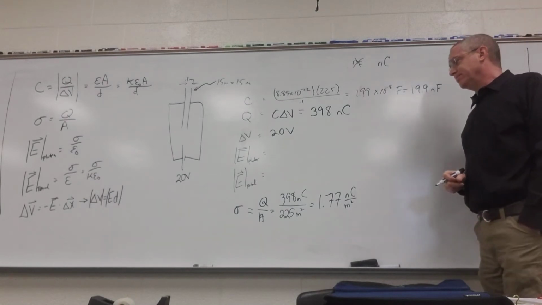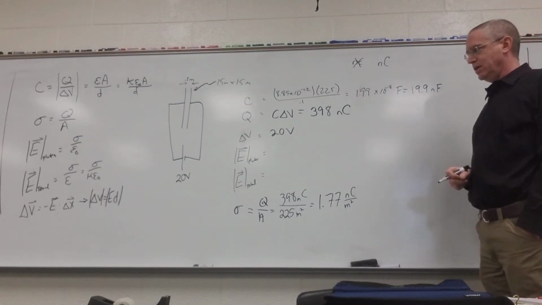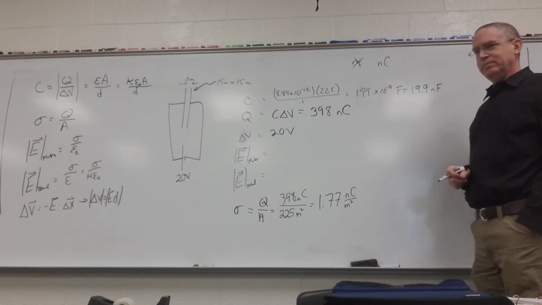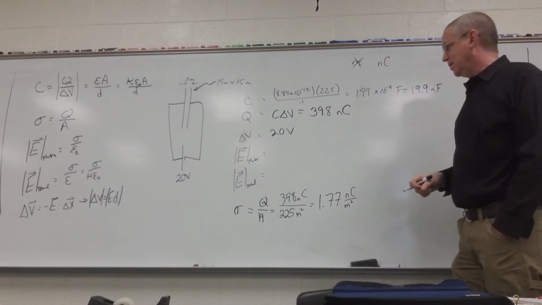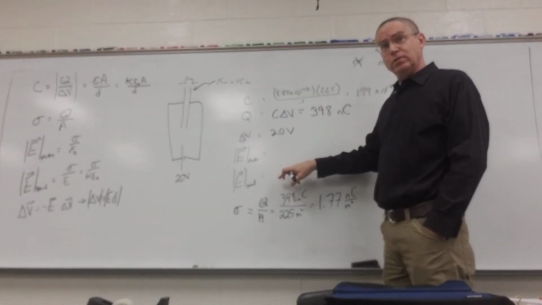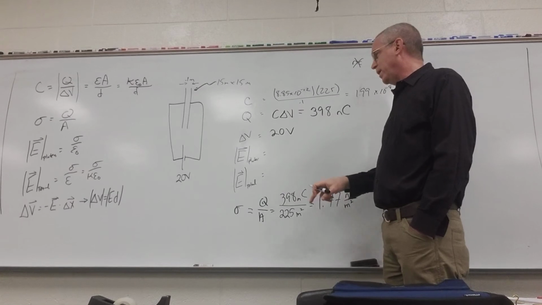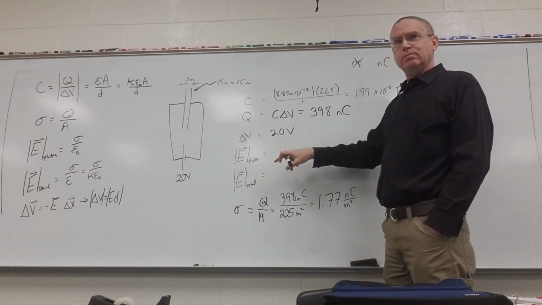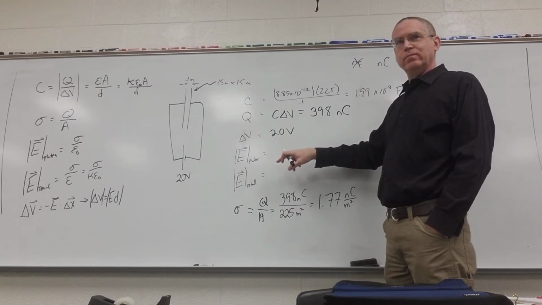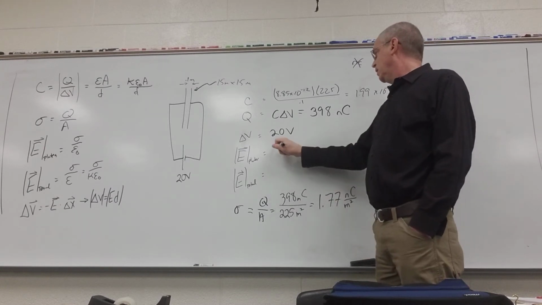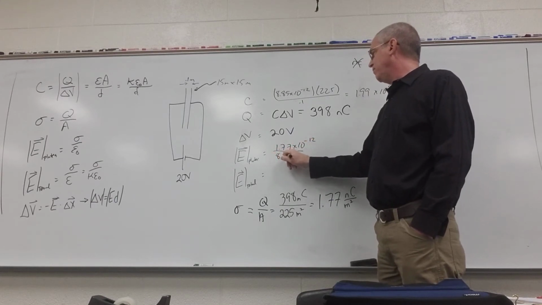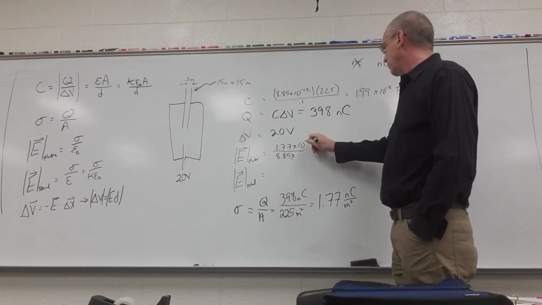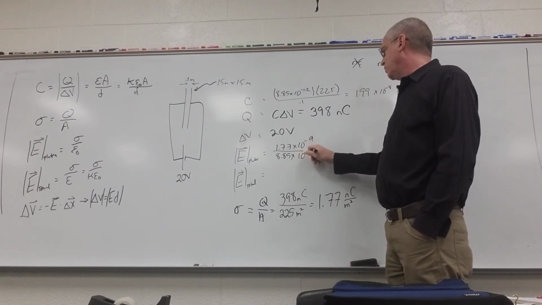All right, now what? Then we just divide sigma by 8.85 times 10 to the negative 12 to find the electric field of the plates in total. Both. Why is it going to be the same answer? Because for total, it wouldn't be the same answer unless you have something in between the plates. Right. So I have 1.77 times 10 to the negative 9 divided by 8.85 times 10 to the negative 12.